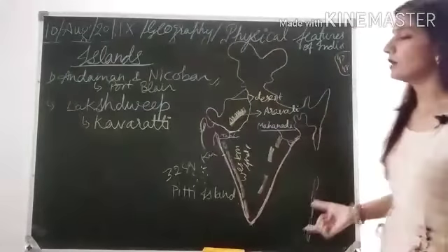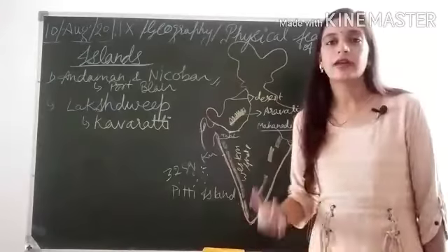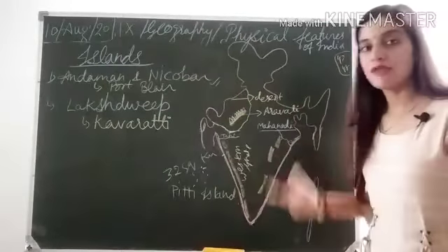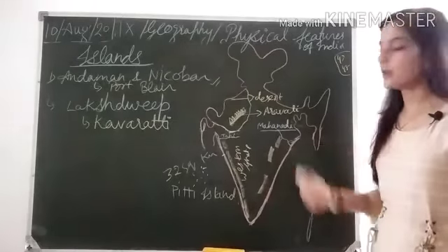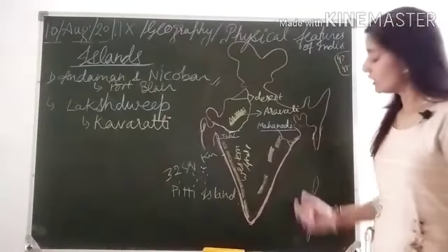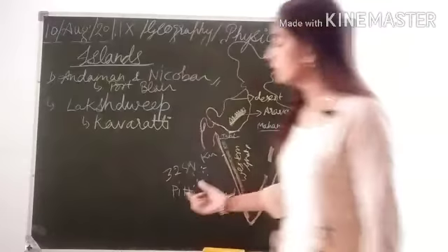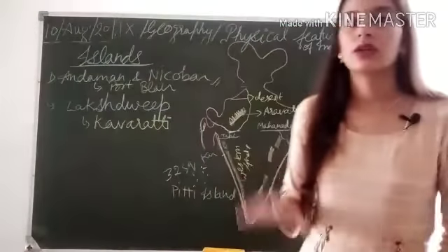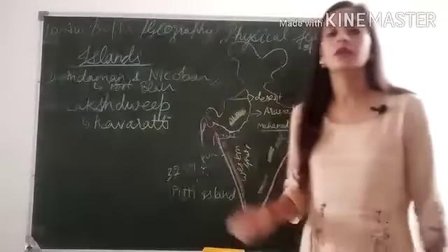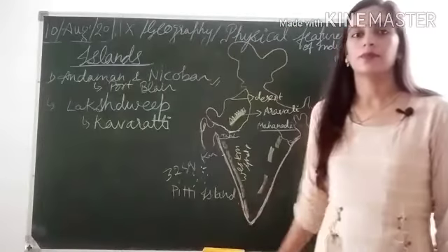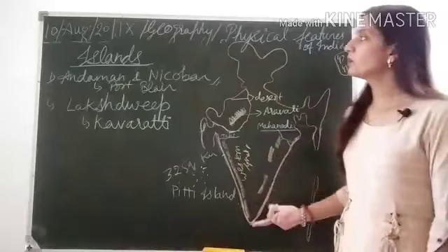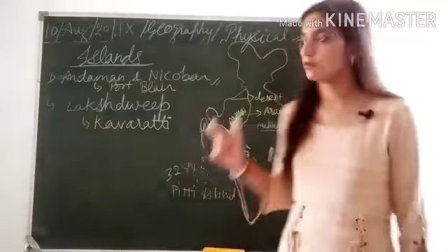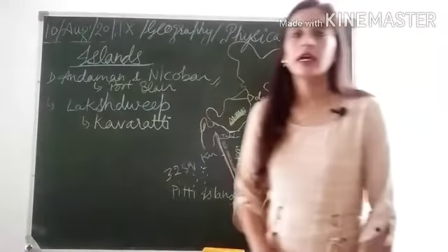Here they receive enough sunlight and rainfall, which is a favorable condition for developing flora and fauna. That's why Andaman and Nicobar and Lakshadweep are both rich from the point of view of flora and fauna. So I hope, children, we are finishing this lecture here. Thank you.